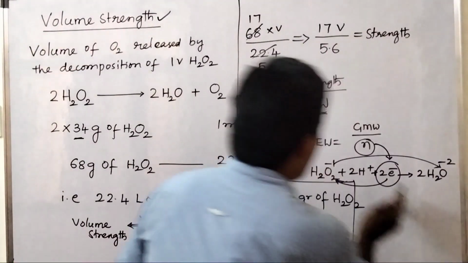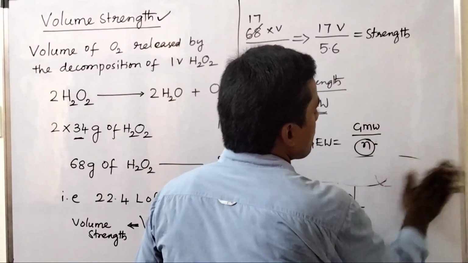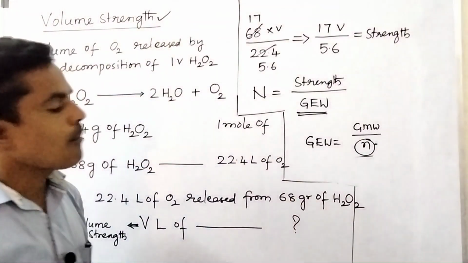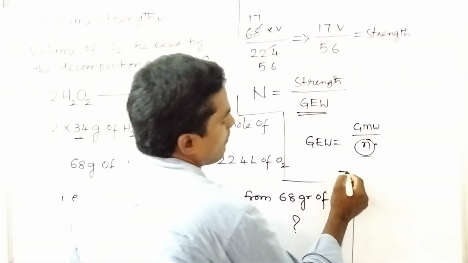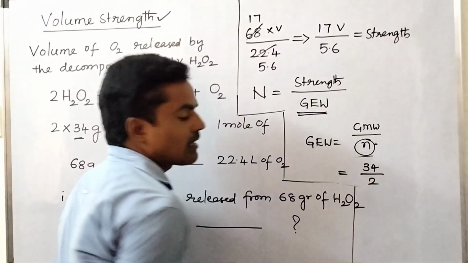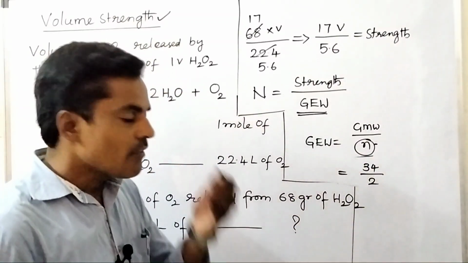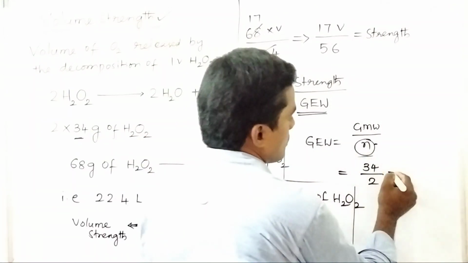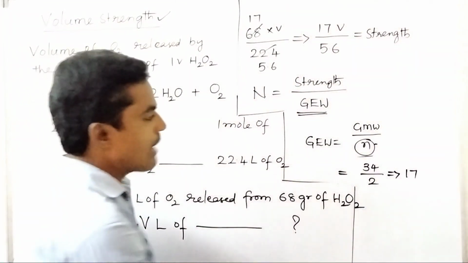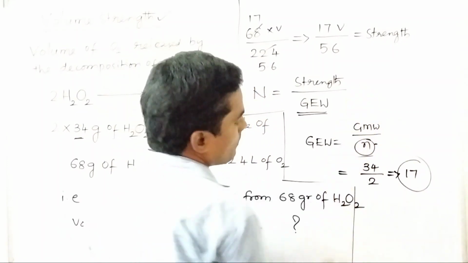Now, the gram equivalent weight of hydrogen peroxide is equals to gram molecular weight upon N factor. The gram molecular weight of H2O2 is 34, upon N factor 2, since 2 electrons are involved in the oxidizing or reducing reactions, to give 17. So the gram equivalent weight of hydrogen peroxide is 17.